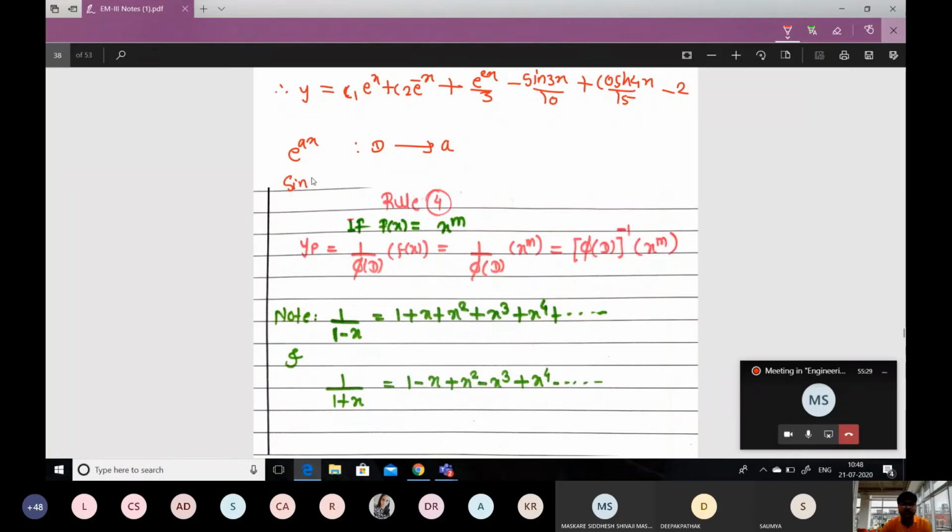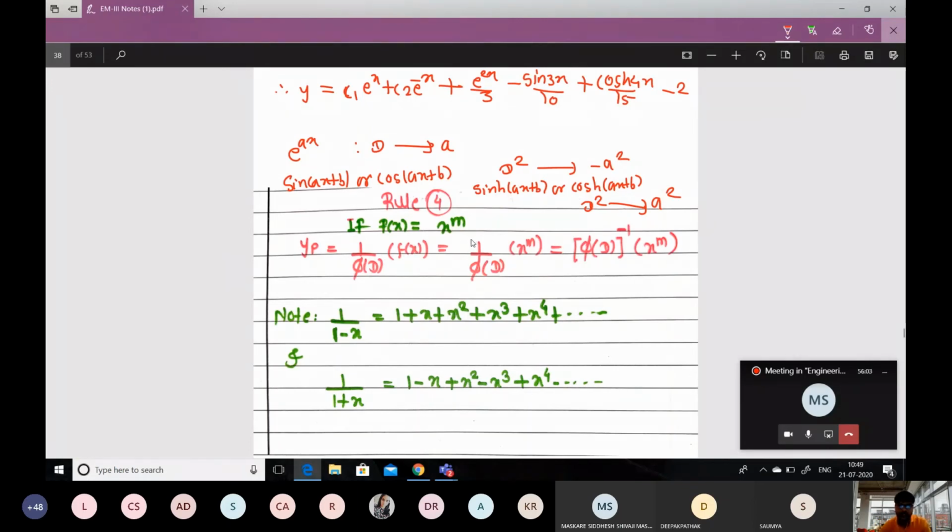In case of sine(ax+b) or cos(ax+b), the D square term gets replaced by minus a square. And in case of sine hyperbolic (ax+b) or cos hyperbolic (ax+b), you have to replace the D square term by a square, not minus a square, only a square. So this is what we have studied so far. Any doubt in these 3 formulas?